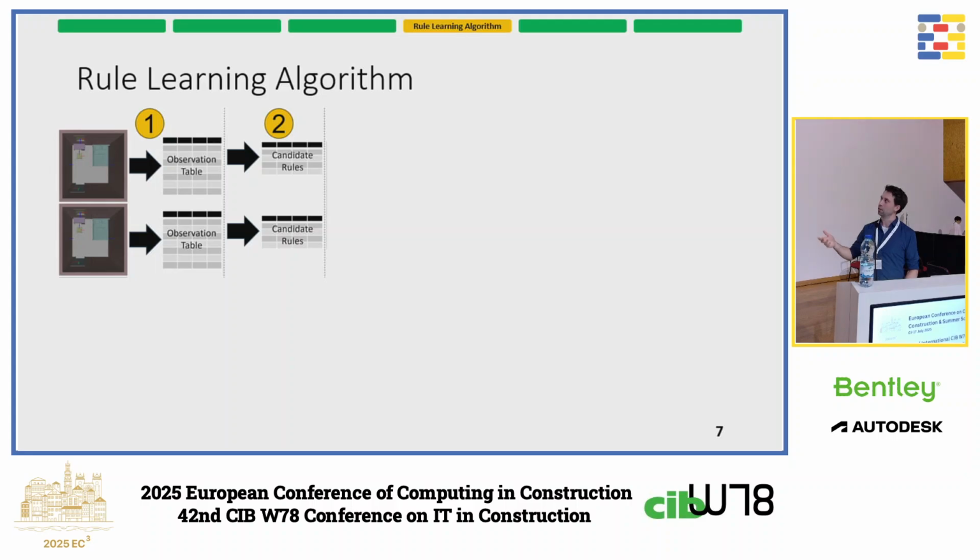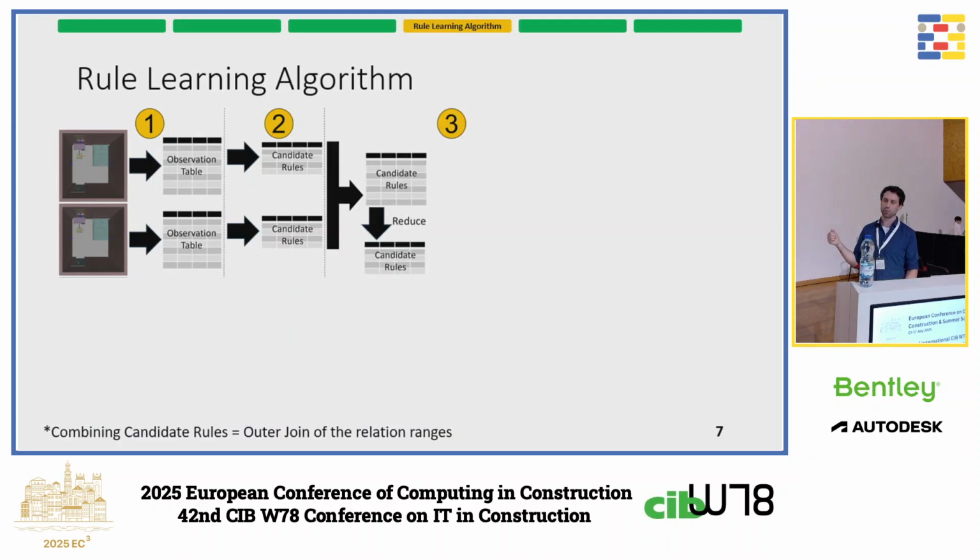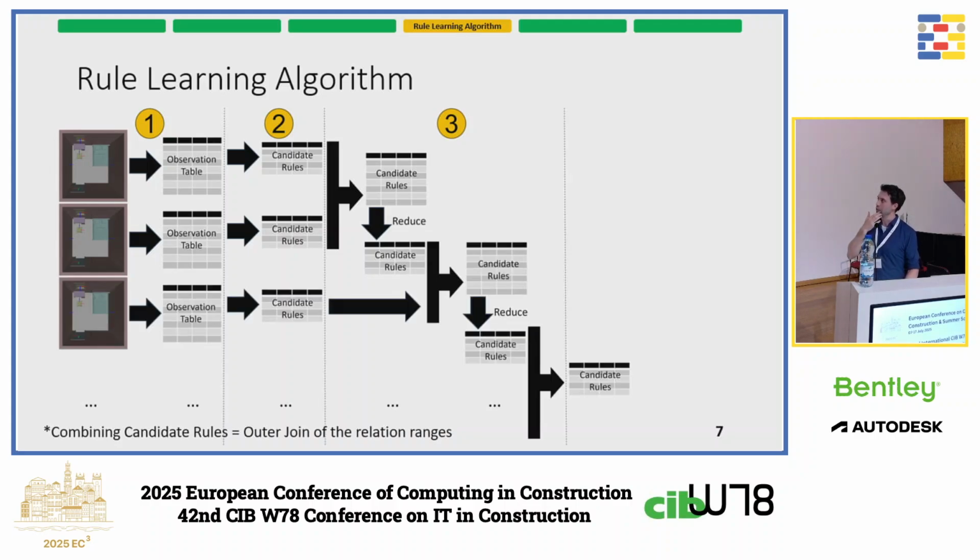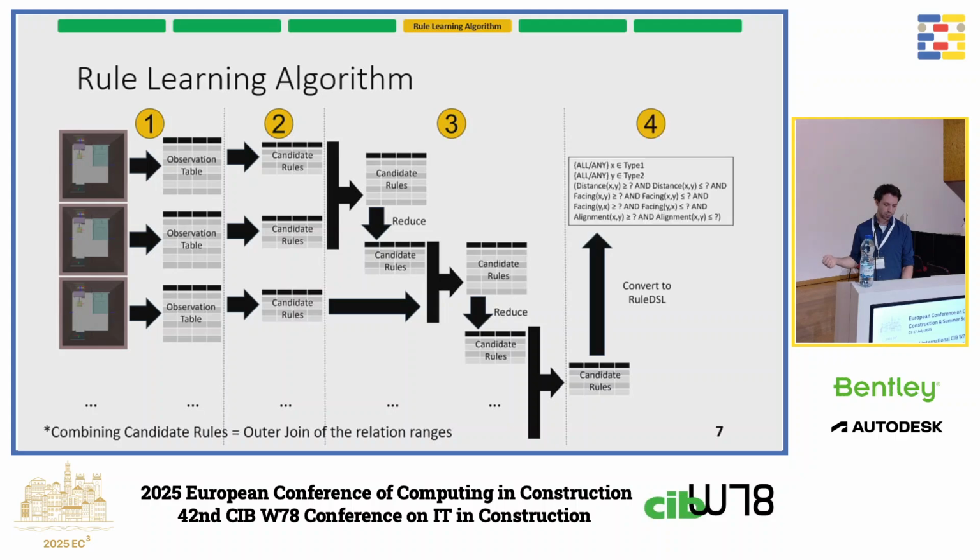Then the idea is to look at all these candidate rules from various input layouts, and we combine all those candidate rules by doing an outer bound, or outer join, of all of the relation ranges that we observed. We also have a rule reduction phase. Very briefly, there are a lot of duplicates sometimes, or you have supersets of other rules, so we can eliminate a whole bunch, and that way the number of candidate rules isn't ballooning out of control. And then finally, we repeat that process for each new example that we introduce, and then eventually you get a final set of candidate rules, and then we convert that back into the rule domain-specific language.